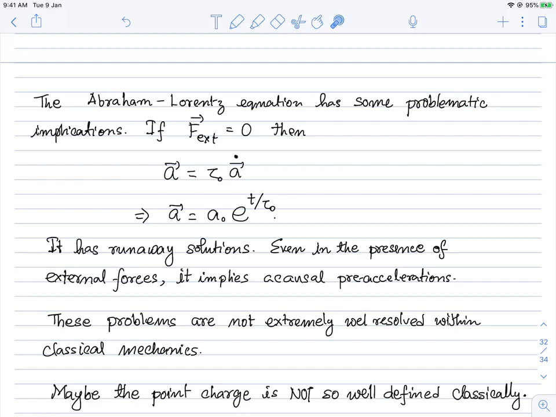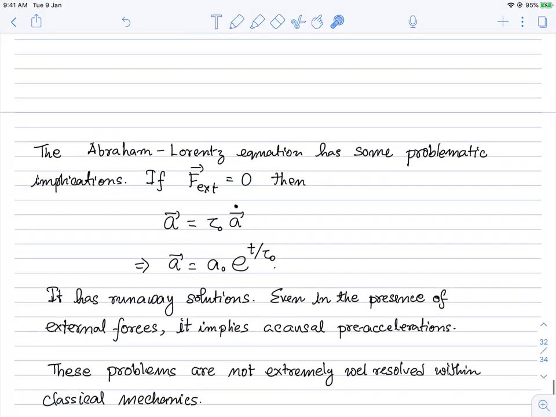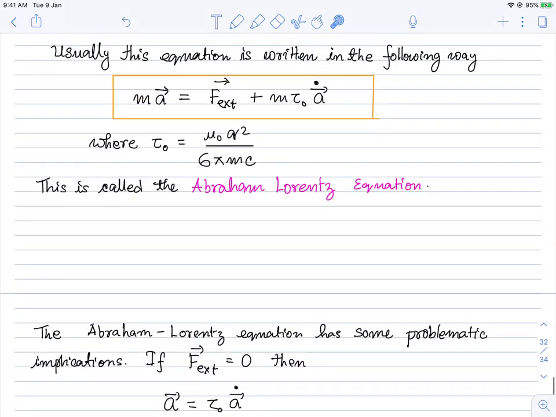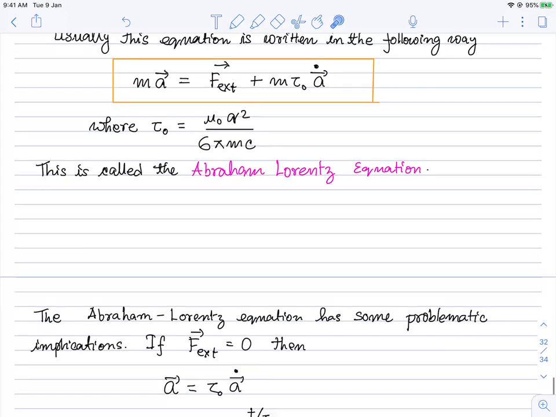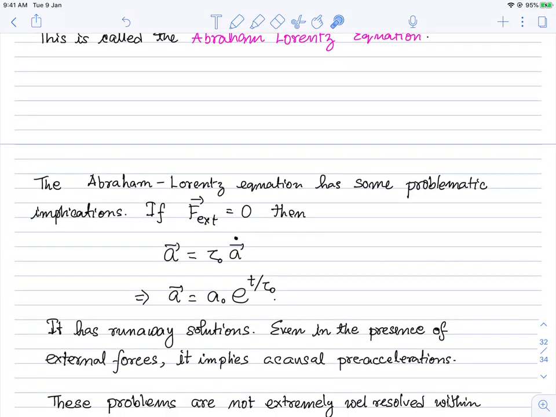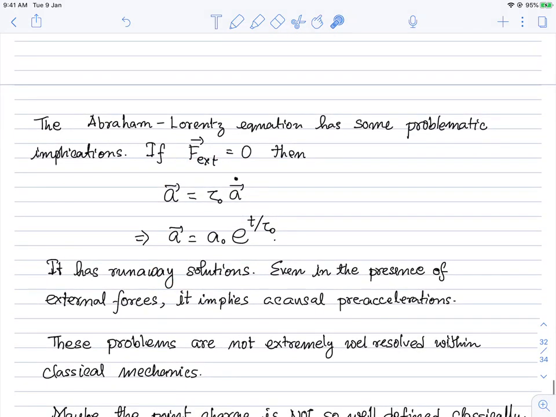Not only this, even in the presence of external forces, there are some acausal pre-accelerations that happen, more complicated solutions that also are a problem for this equation. So there's some problem with this equation. The equation is not consistent with our physical intuitions and physical expectations. We don't see a moving electron suddenly accelerating to infinite acceleration, with acceleration growing in time. This kind of runaway solution is not observed.